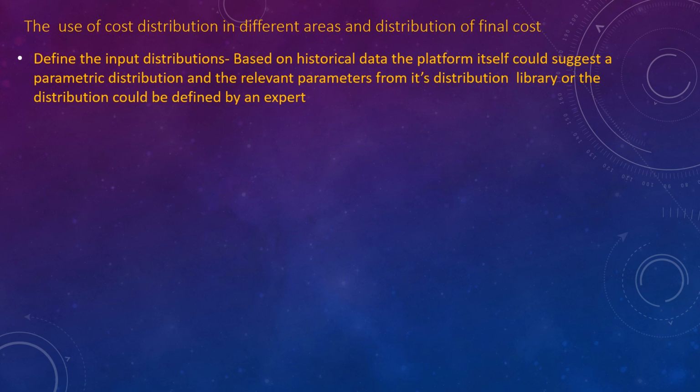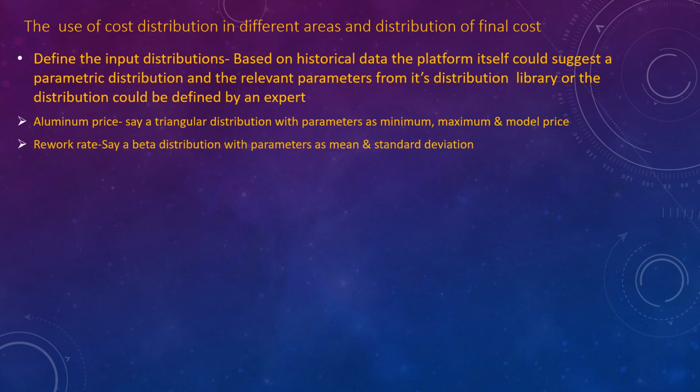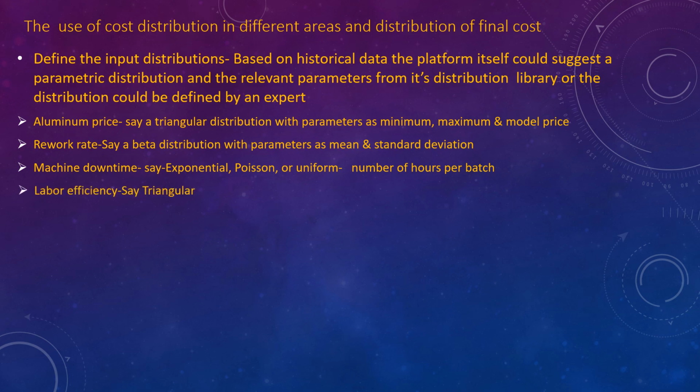Define the input distribution. Based on historical data, the platform itself could suggest a parametric distribution and the relevant parameters from its distribution library, or the distribution could be defined by an expert. Aluminum price, say a triangular distribution with parameters such as minimum, maximum, and modal price. Rework rate, say a beta distribution with parameters as mean and standard deviation. Machine downtime, say exponential, Poisson, or uniform. Number of hours per batch. Labor efficiency, say triangular.